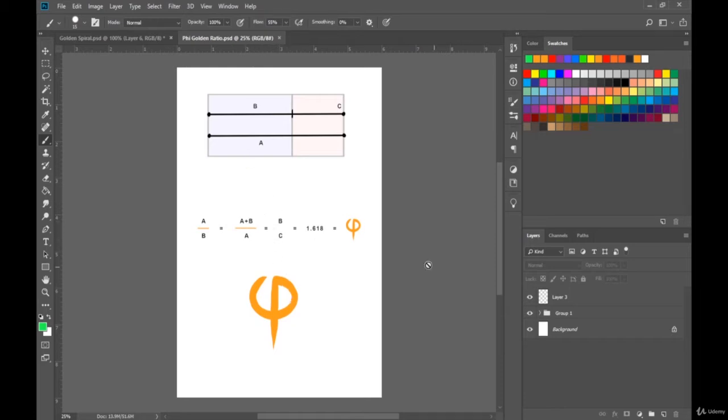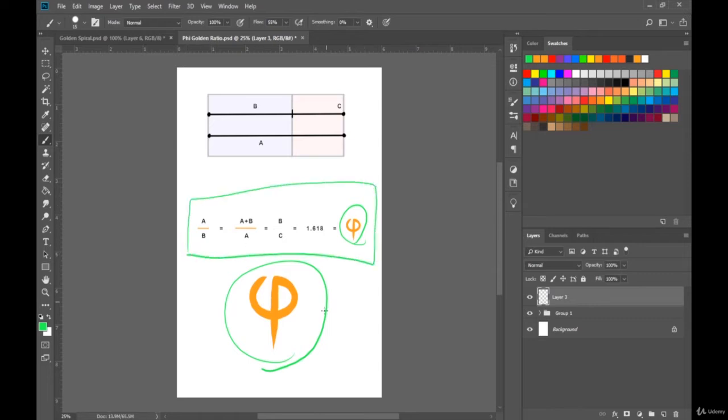This symbol right here is called phi. It's the Greek letter phi, and it is the answer to this equation right here. Also, it has something to do with this diagram too. It's a couple things mixed together, but I'll break it down for you simply and in a way that you can easily digest it.